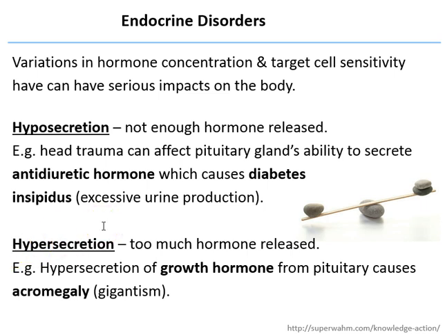Hypersecretion is the opposite of that, too much hormone being released. An example of hypersecretion is where too much growth hormone is made from the pituitary gland, leading to a condition called acromegaly or giantism. This can sometimes occur as a result of a tumour in this tissue within the pituitary.